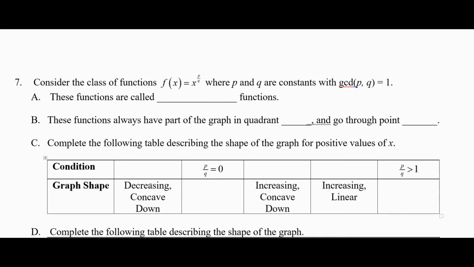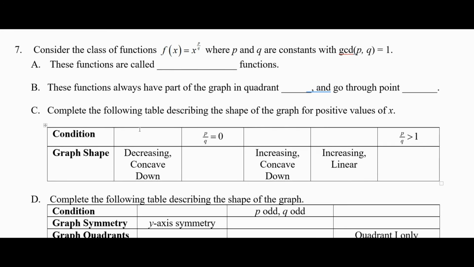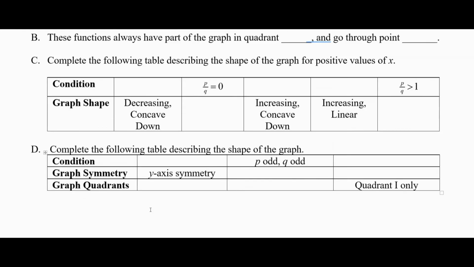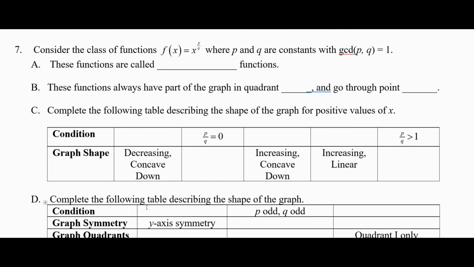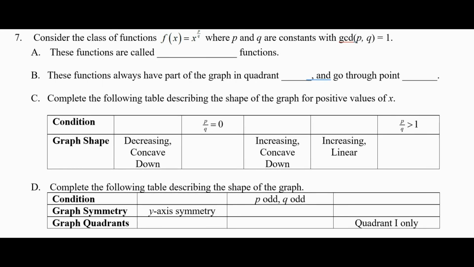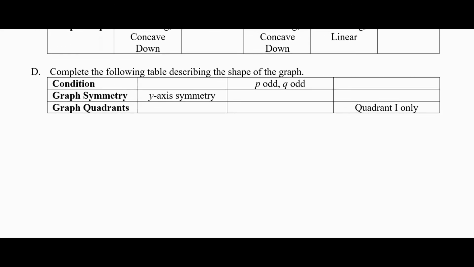This one deals with the class of functions here. You need to identify what the class is. f(x) equals x to the p over q power, where p and q are constants, and it's a reduced fraction, so the greatest common divisor of p and q is 1. And there are some fill-in-the-blanks in these tables here about that one. So let me pause on that just a second so you can see it. There you go.